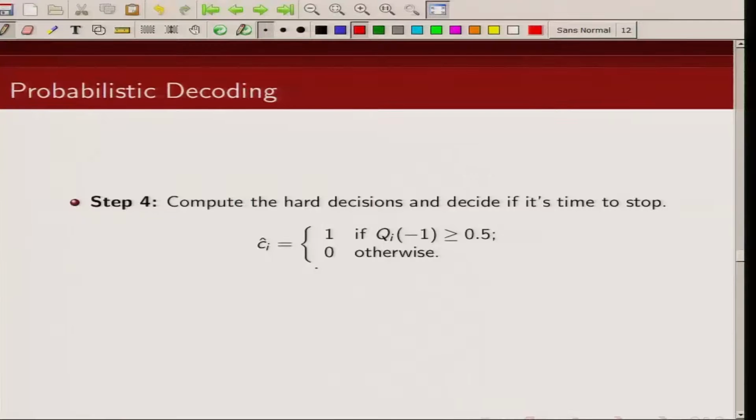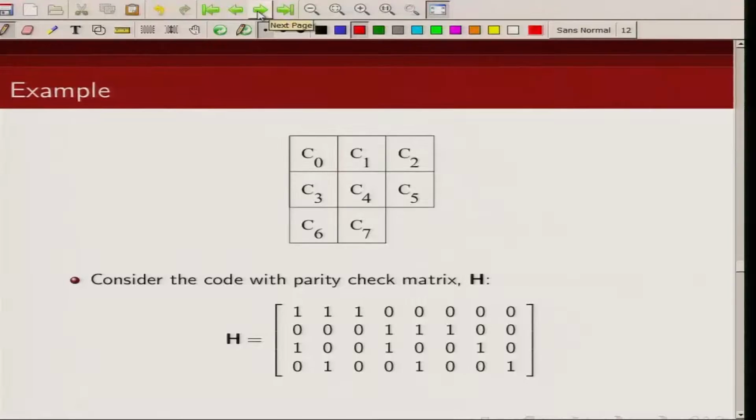So, finally, once you compute the a posteriori probability, then if Qi being minus 1 is more than 1, you decide in favor of 1, otherwise you decide in favor of 0. So, let us take an example to illustrate the decoding algorithm. We have a low density parity check matrix given by this, we have 8 coded bits.